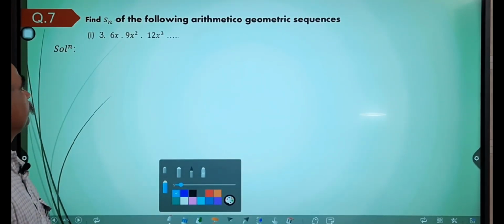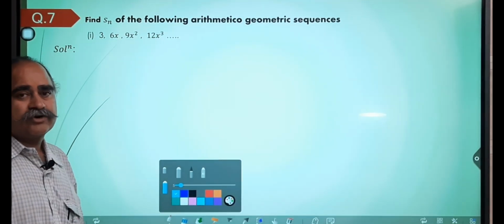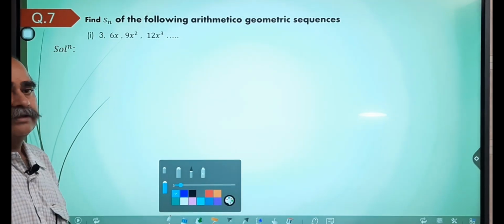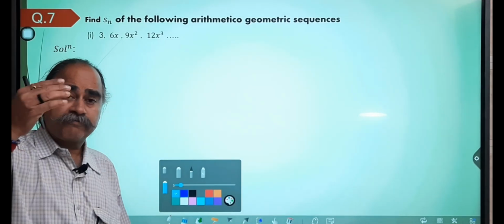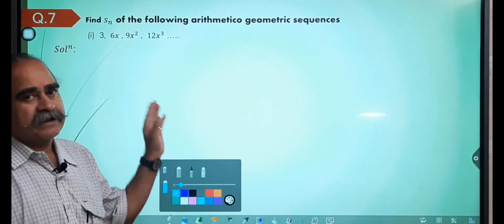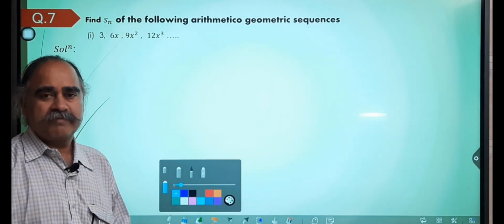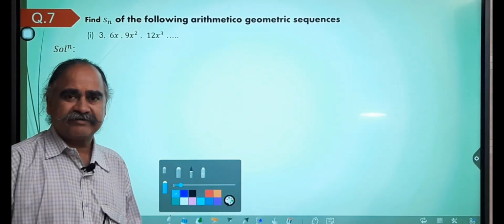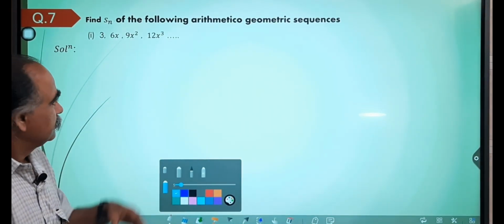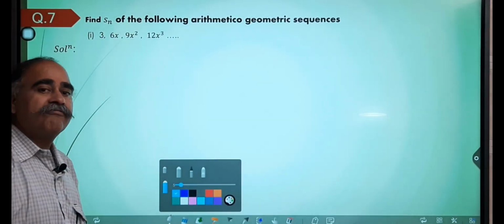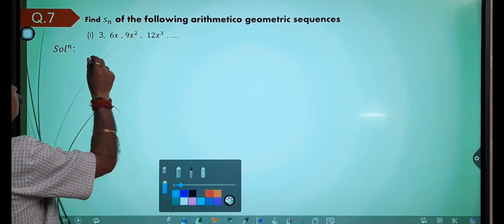Okay, friends, this is Sn of arithmetico-geometric progression. This we can do in two different ways. One, as we have proved, we multiply Sn by the common ratio of GP. That is one method. The second method is, you can use the formula which we had derived for Sn. So let us try this problem by the formula derived.